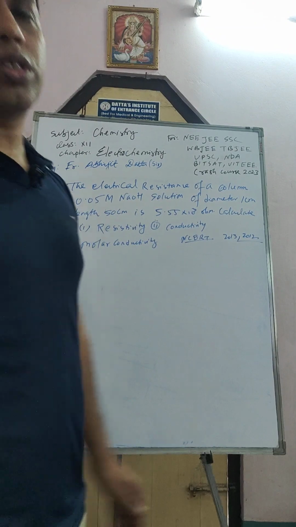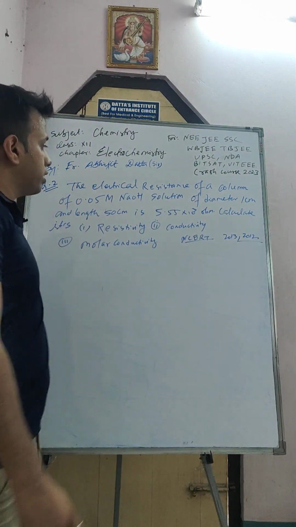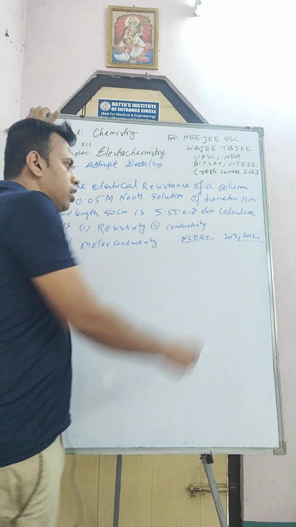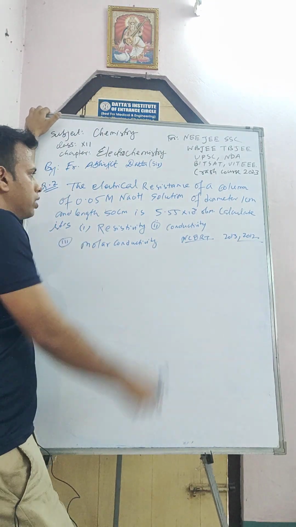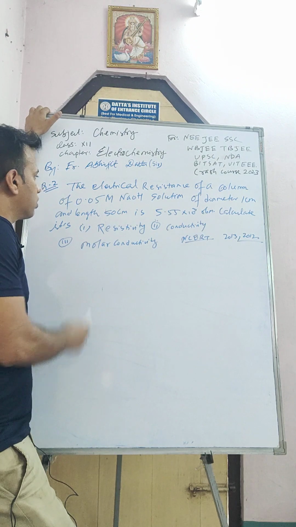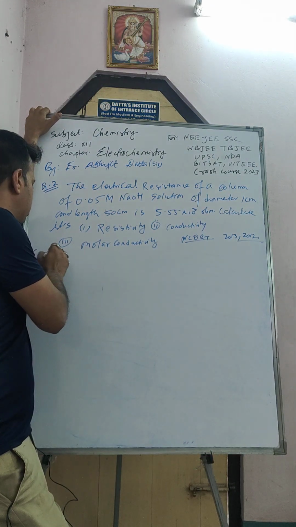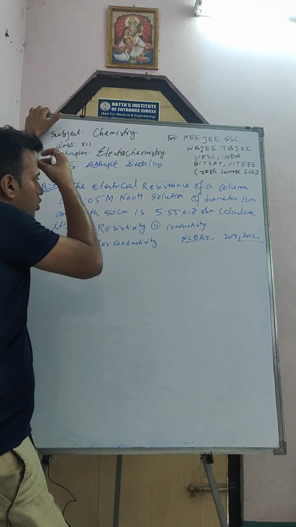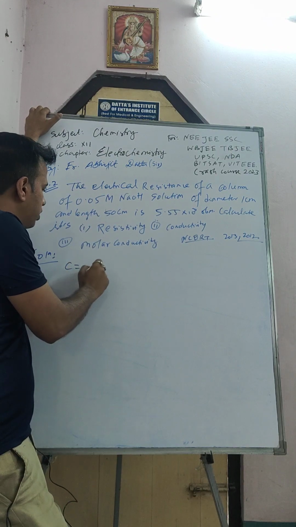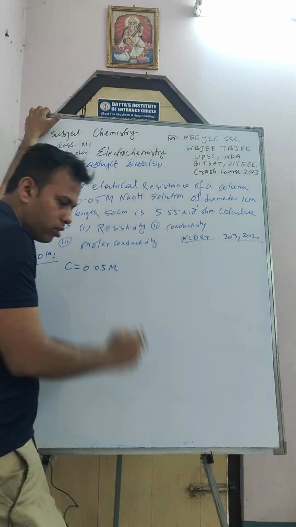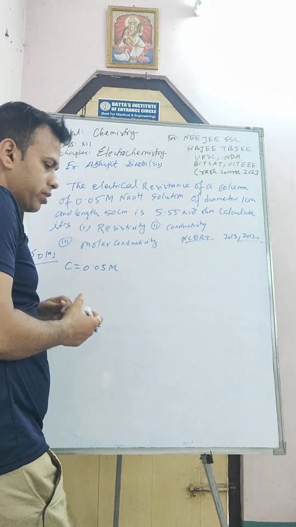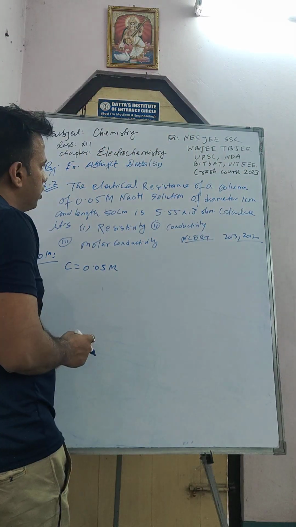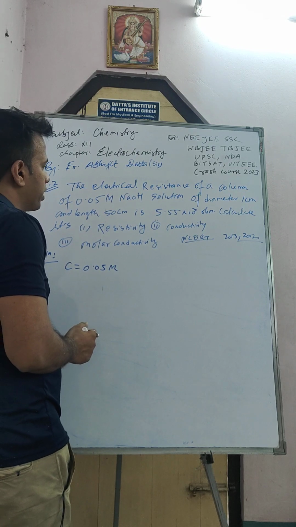So our next question came in the 2013 and 2012 entrance exams, and this is from an NCERT question. The electrical resistance of a column of 0.05 mole per litre NaOH solution, so C is given as 0.05 mole, has a diameter D of 1 centimeter.